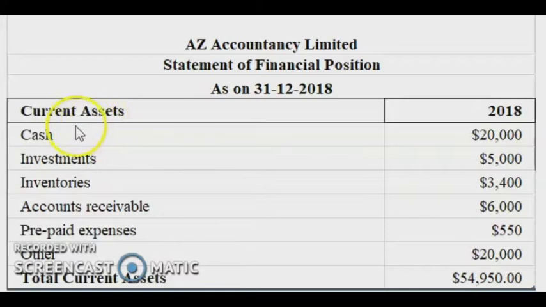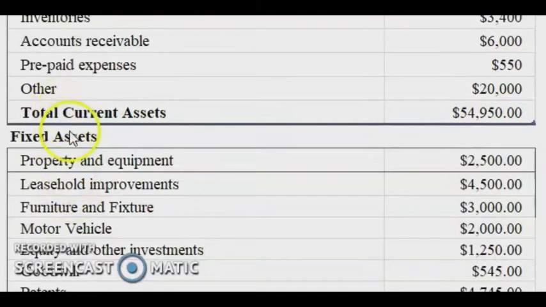The first component of this financial statement is current assets. Those assets which are held by an entity for 1 year or less. The benefits of these assets are available for 1 year or less. You can see cash and cash equivalents, short-term investments, inventory or stock, accounts receivable, another name of accounts receivable is debtors, any prepaid expenses, and any other current assets are written in the current asset category, and then we add all the current assets. Then we have total current assets here.